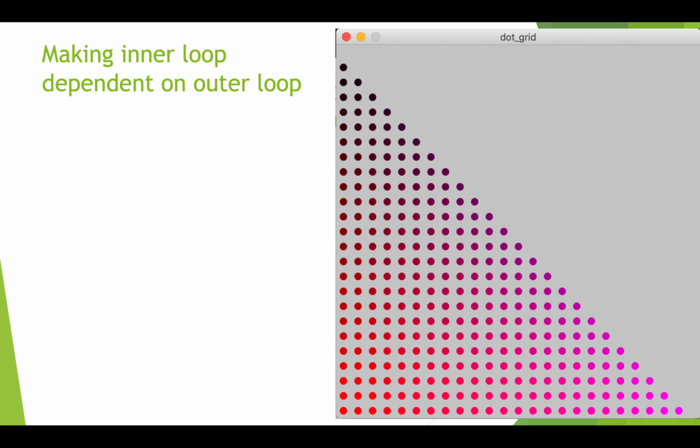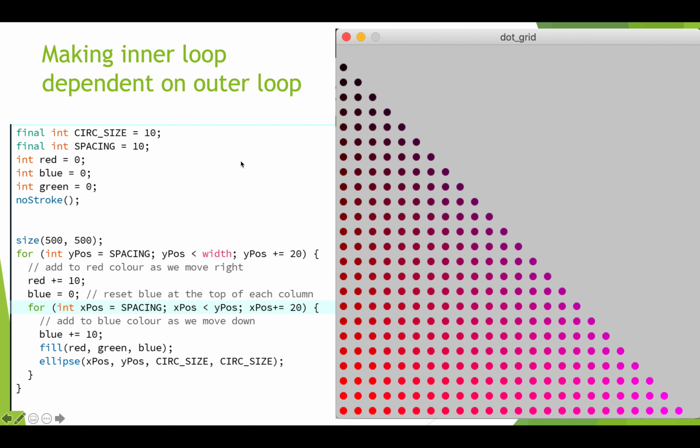So one other thing that we can do here is that we can make our inner loop dependent on the outer loop. And that's shown in this example where we have this dot grid that is not filling the entire screen. It's only filling the screen partially. And I want to show you what the code looks like to make this happen. So again, we're still using the colors in here, but what I really want to point out is that in this case, we have our outer loop, which is iterating across Y position. So we're going down the screen, and the inner loop is iterating across from left to right.